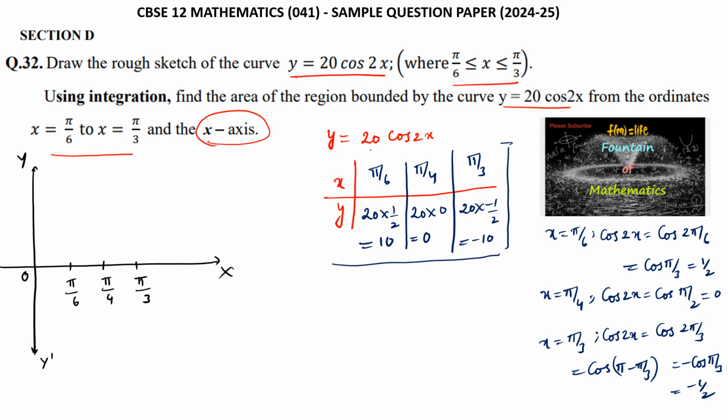So let's mark these points on the graph. When x is equal to pi by 6, it is 10. So let's mark here the point 10. At pi by 6, 10, at pi by 4 it is 0, and at pi by 3 it is minus 10. So let's consider here 0, minus 10. So the graph can be taken as, since we know that this is a region between pi by 6 and pi by 3, this is the graph we can consider.